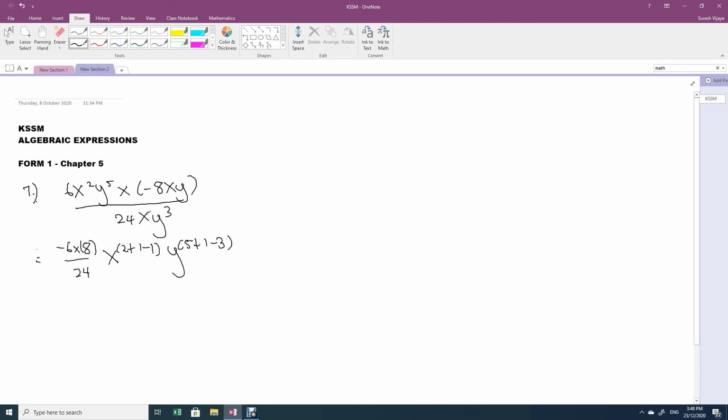Then we have to solve this. Cut 6 to 1 and 4 to 1, then we have 2. So we have negative 2 as the number. Then x to the power of 2, and y to the power of 6 minus 3 is 3. So this is the answer for 7A. Move to 7B.